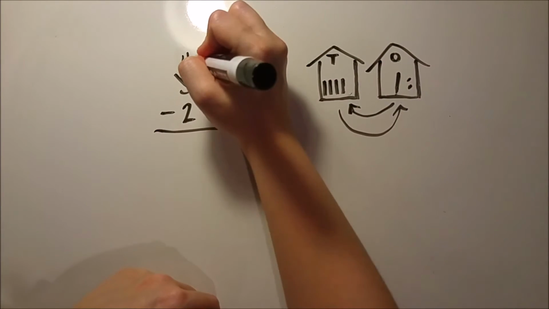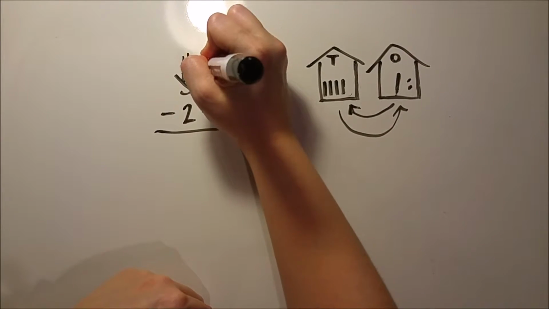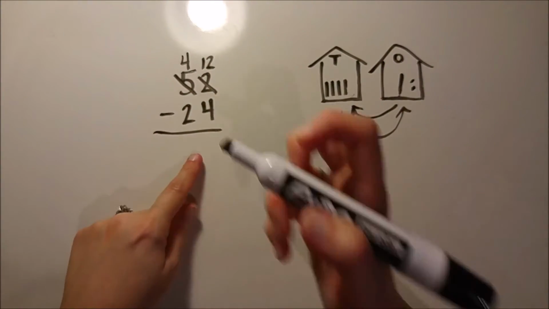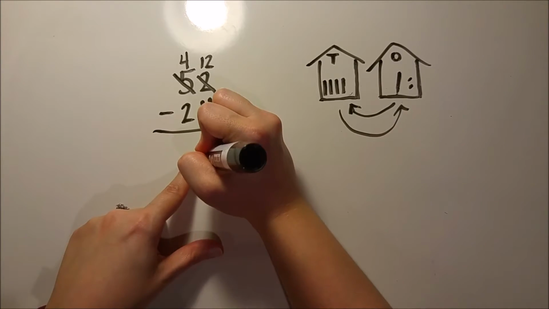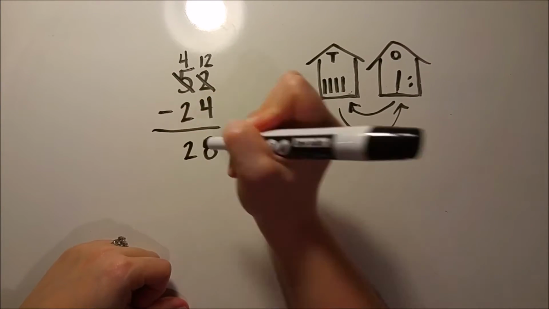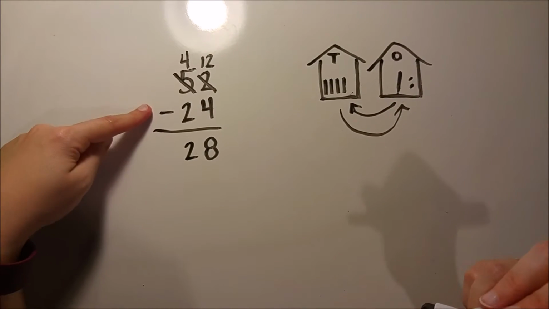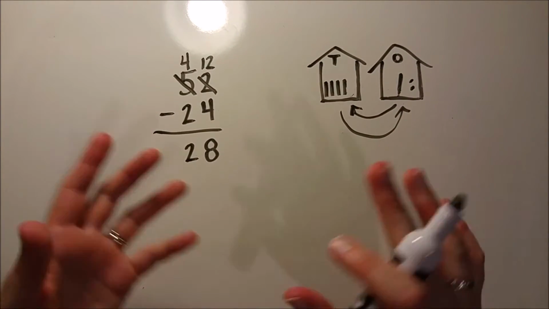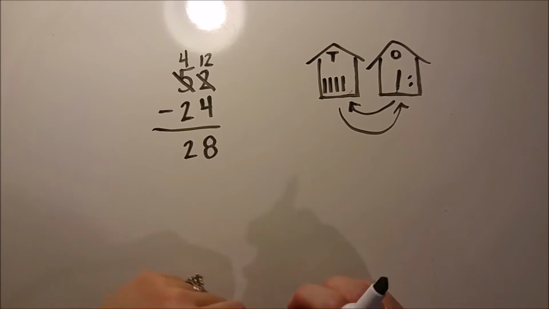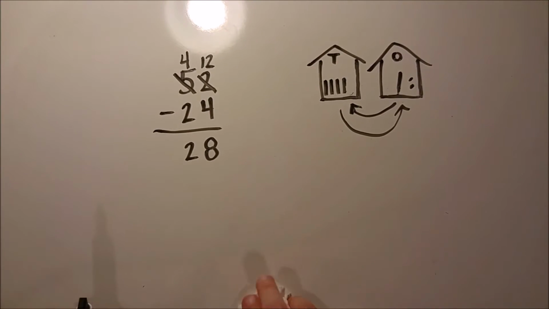So it's not 2 anymore. They're stronger now. They have help. It's 12. 12 minus 4. Ooh, 8 again. 4 minus 2. So 52 minus 24. After we do a little borrowing, a little regrouping, we get our answer of 28. Okay.